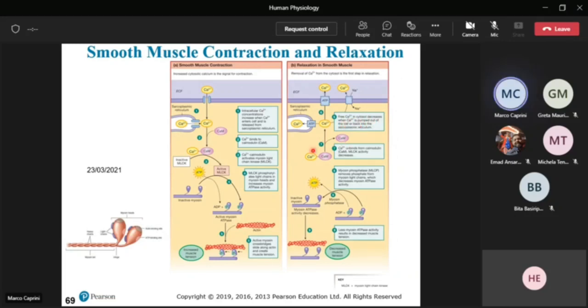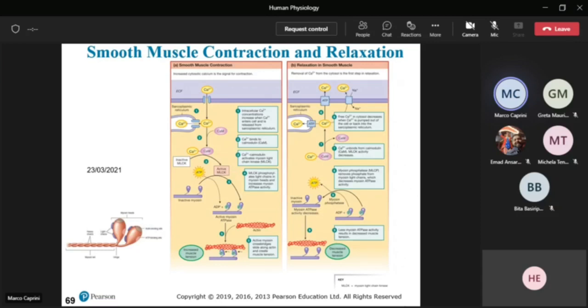So the complex calcium calmodulin decreases the activity of the MLCK. So the light chain is not phosphorylated and the contraction is inhibited.